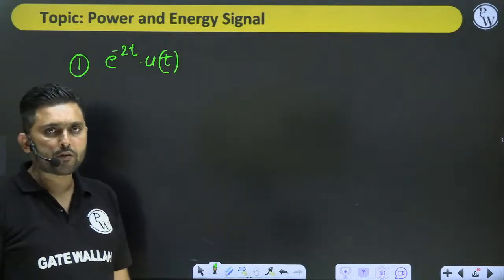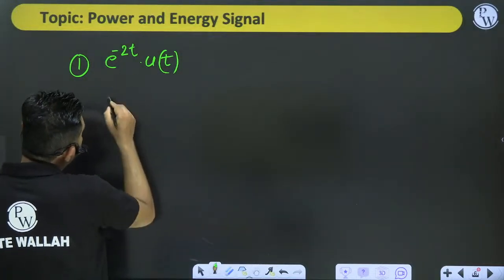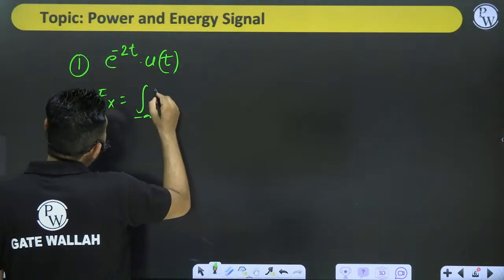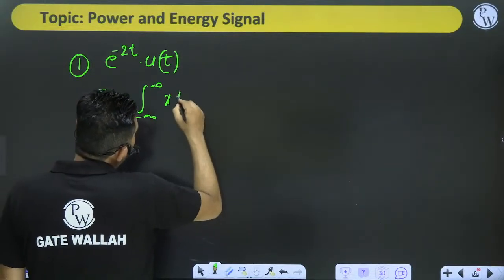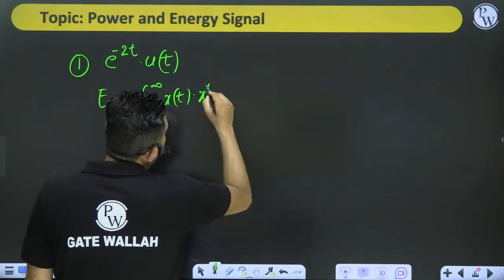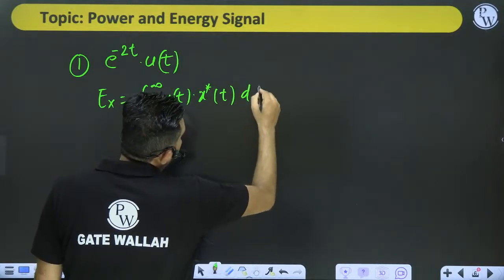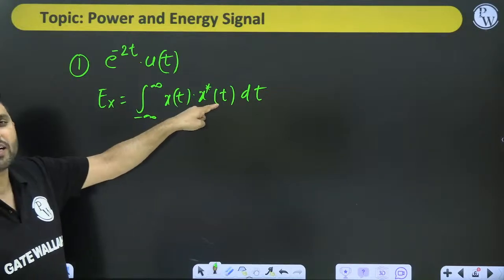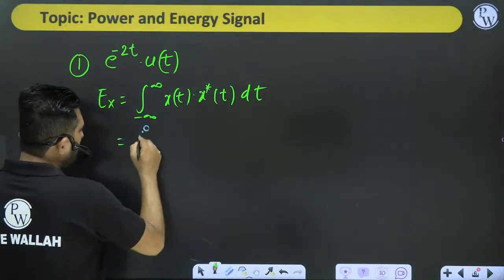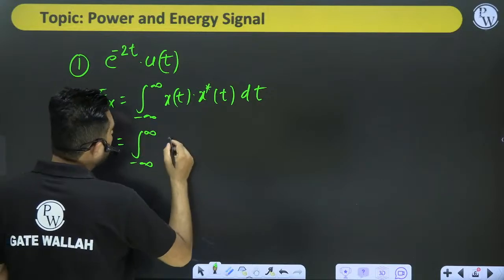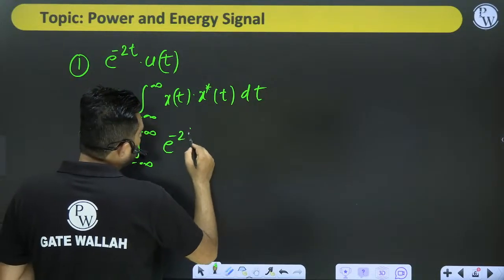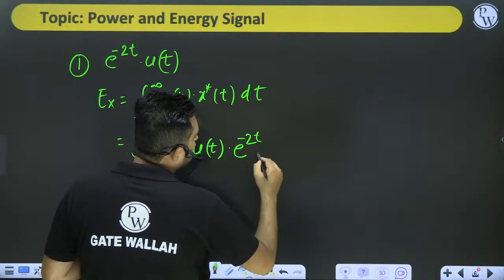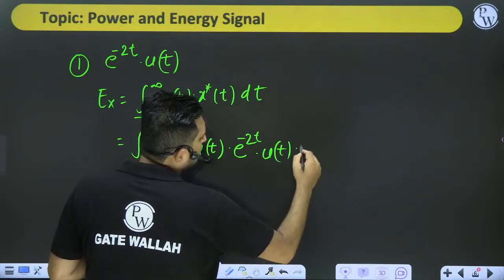Let's find out the energy of this function. Since it is a real function, energy E is defined by the integral from minus infinity to infinity of x(t) times x conjugate of t. Now I know that it's a real function, so the conjugate will be the same. So it is the integral from minus infinity to infinity of e to the power minus 2t u(t) times e to the power minus 2t u(t) dt.